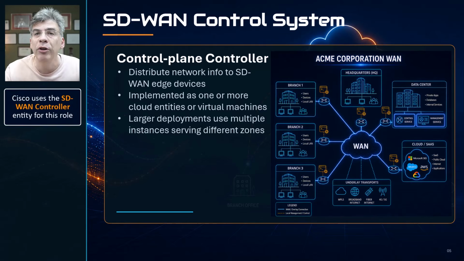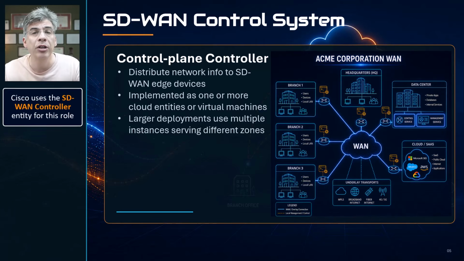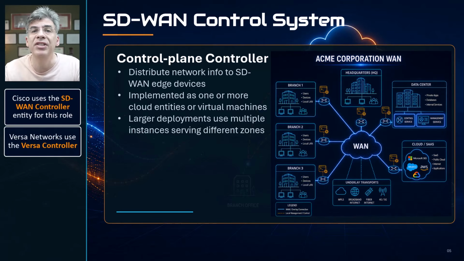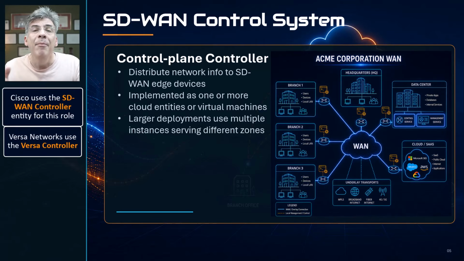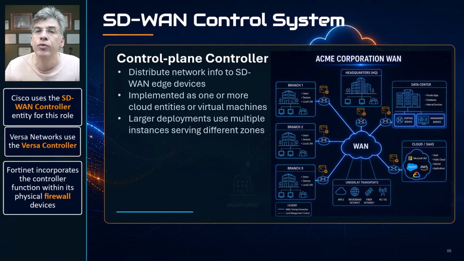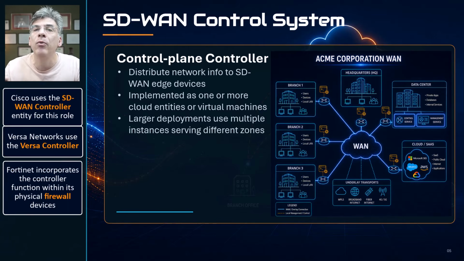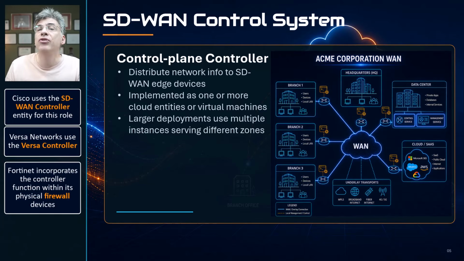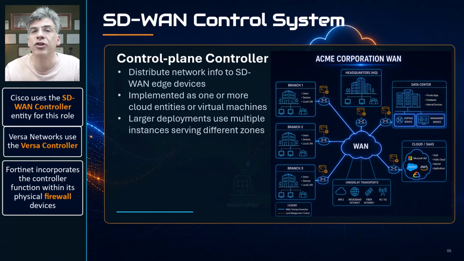In a Cisco deployment, this role is performed by the SD-WAN Controller. Other vendors use similar components. Versa Networks uses the Versa Controller, but Fortinet, on the other hand, includes the functionality of the controller within its firewall devices, and this demonstrates a different architecture approach.